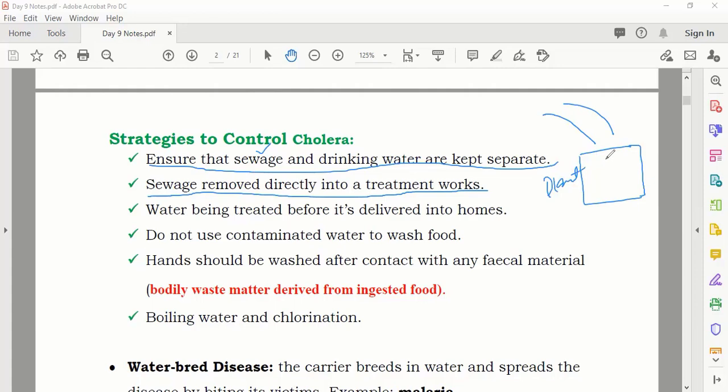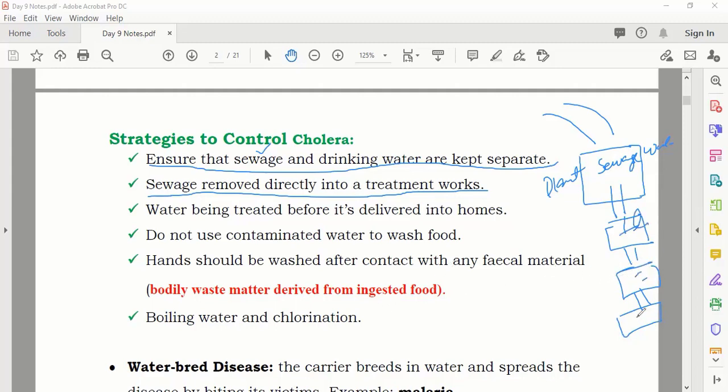This plant is used for treatment of sewage water. Here it will pass through different steps, just like different stages. First this one, here they will remove all the large particles. We will study this one inshallah.